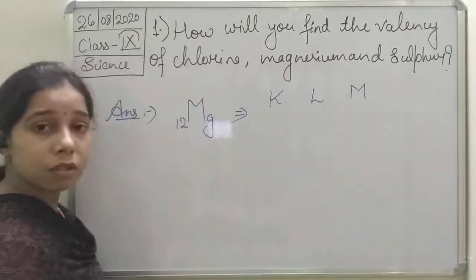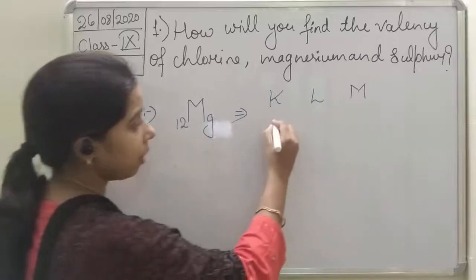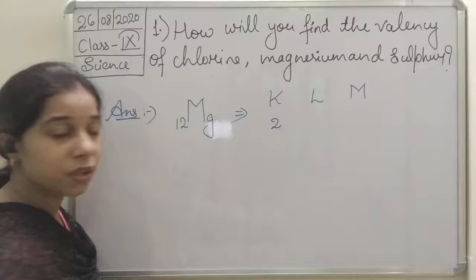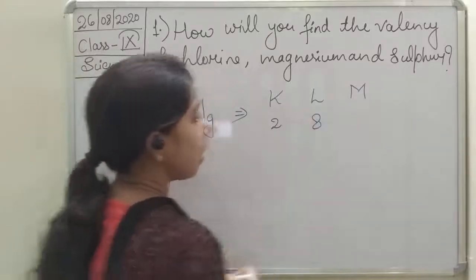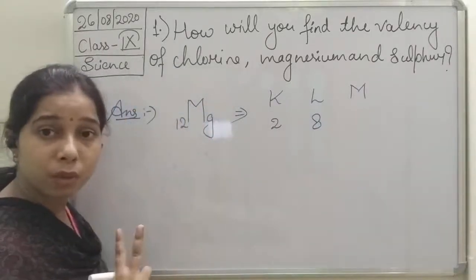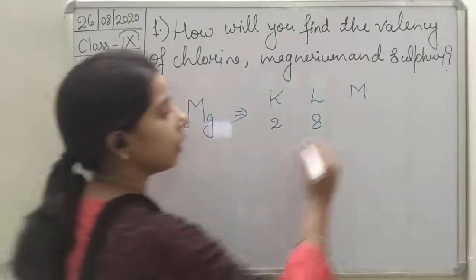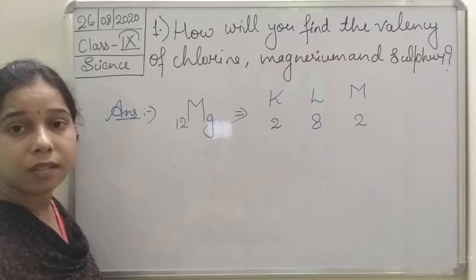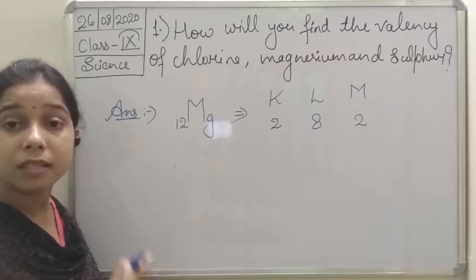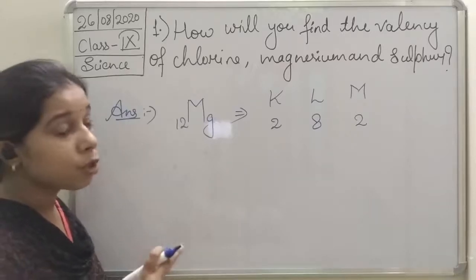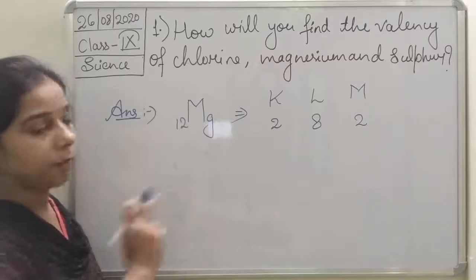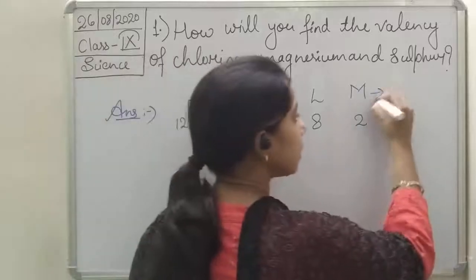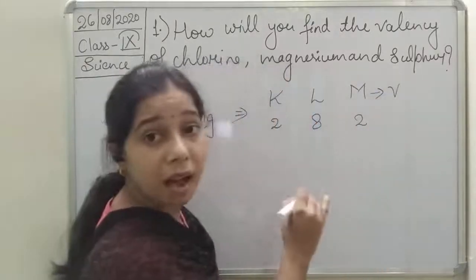So how many electrons will be present in the K shell? That is 2. How many electrons will be present in the L shell? That is 8. And the rest of the electrons, that is 2 more electrons, are left, which will enter the M shell. Now the last 2 electrons enter a shell, and that shell is the outermost shell. So here, which one is the outermost shell, student? M. M is the outermost shell.